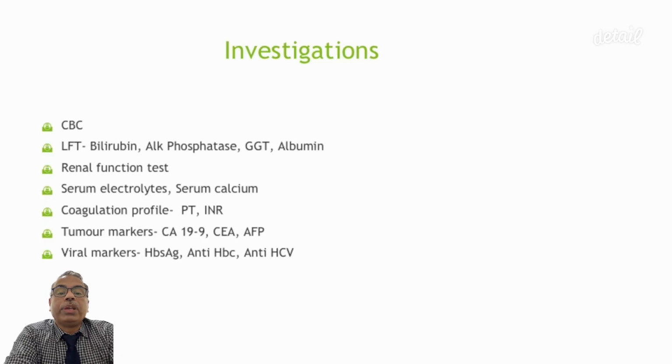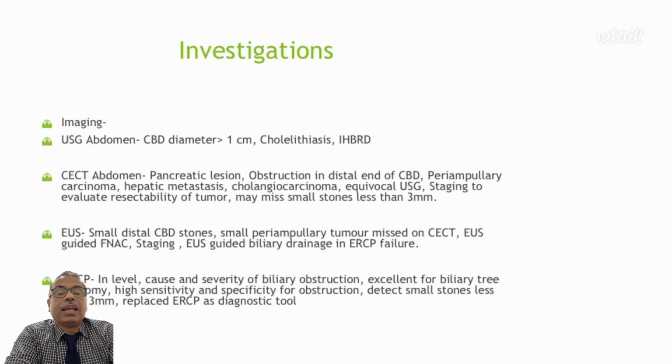No investigation would be complete without ruling out one of the most common causes of jaundice seen in clinical practice, and that is hepatitis because of hepatotropic viruses: HBsAg, anti-HBc and anti-HCV, to rule out hepatitis B and C infection. So these are the important blood investigations which you would like to do in such patients. You can also do serum calcium and serum electrolytes.